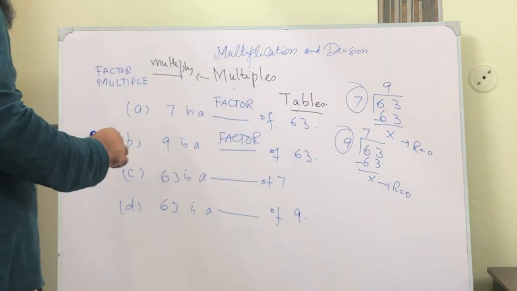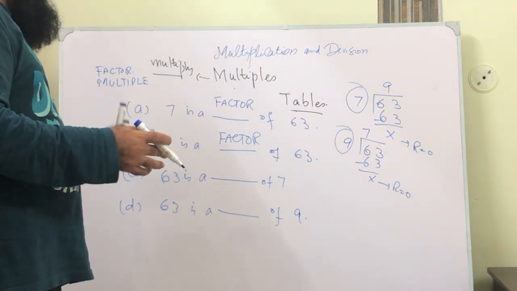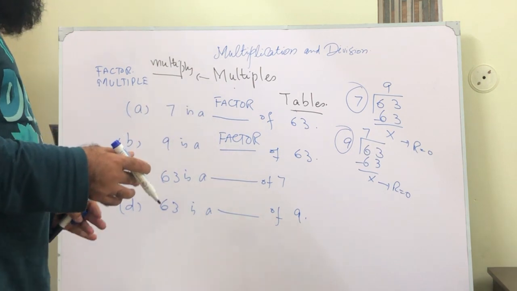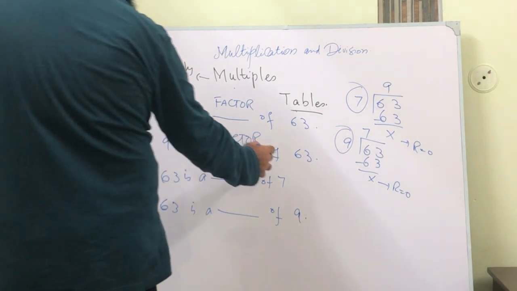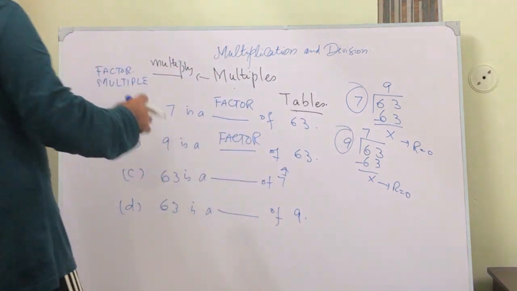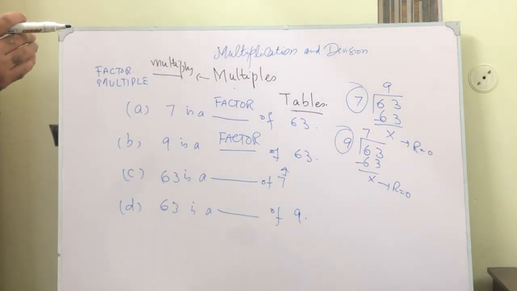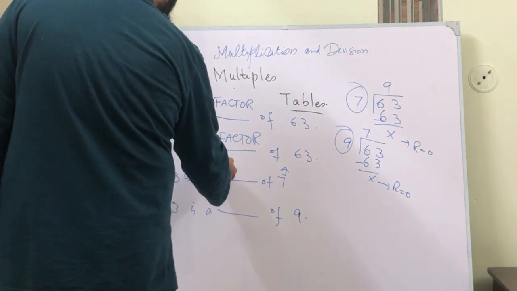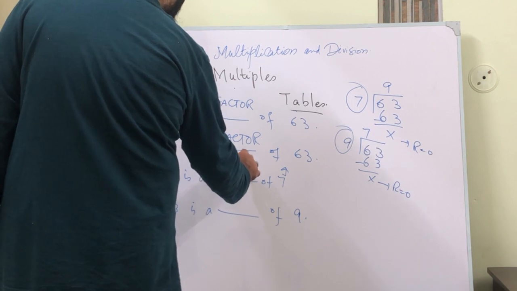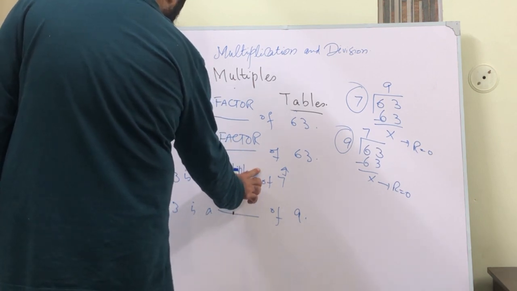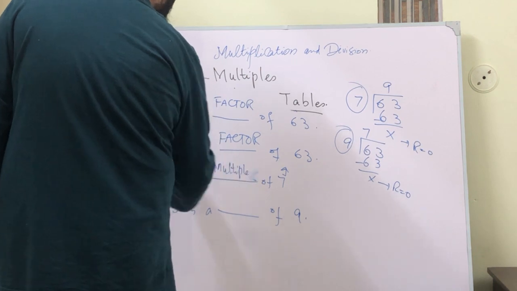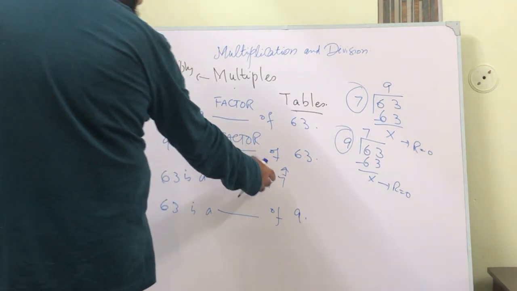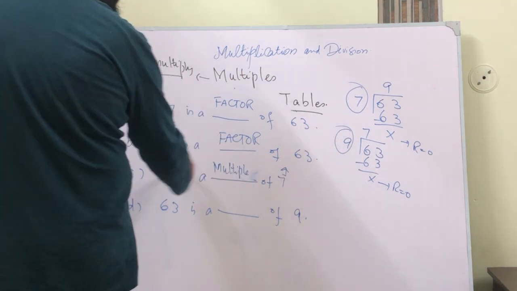Now it is reverse. 63 is a multiple of 7. When we write the table for 7, we say 7 9s are 63. So we get the result 63. So 63 is a multiple of 7. Okay, 63 is a multiple of 7. When we talk about the result, in the table of 7 we get 63.